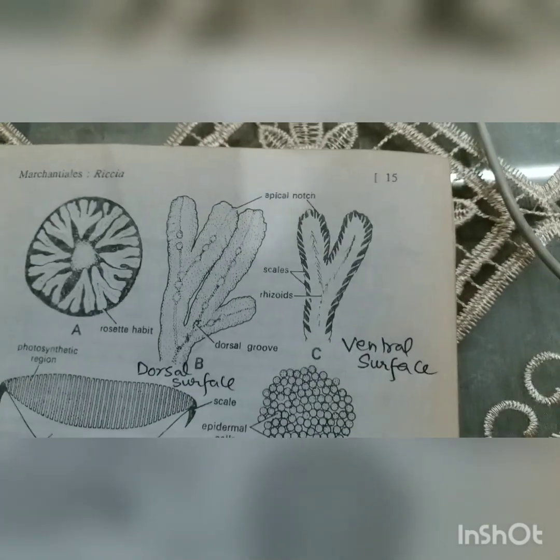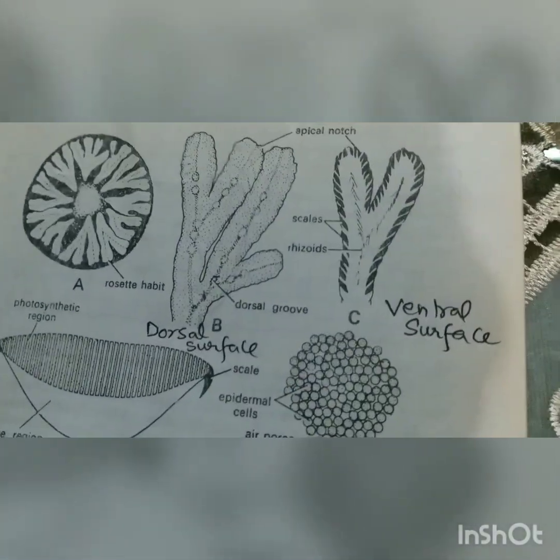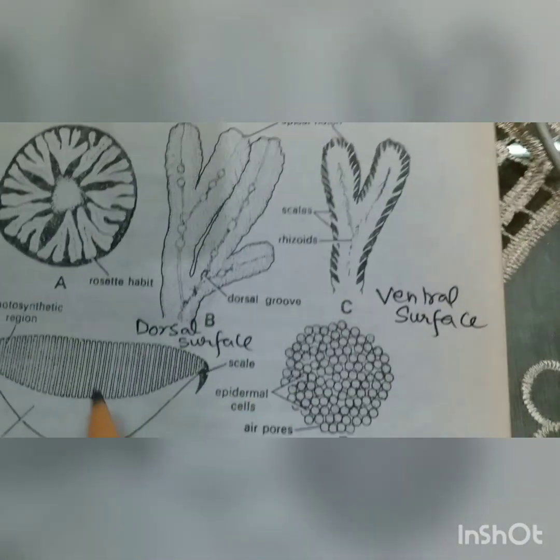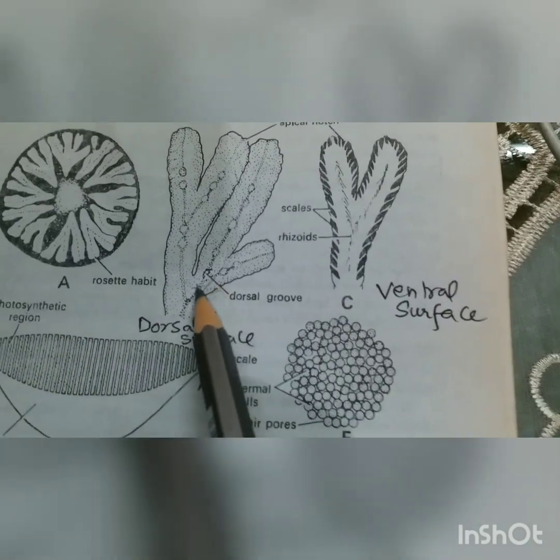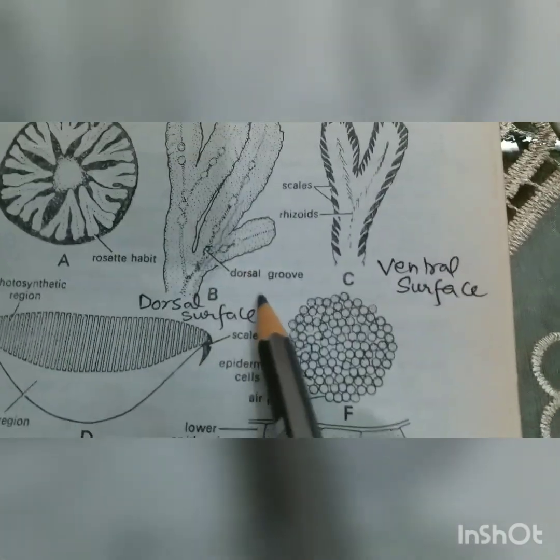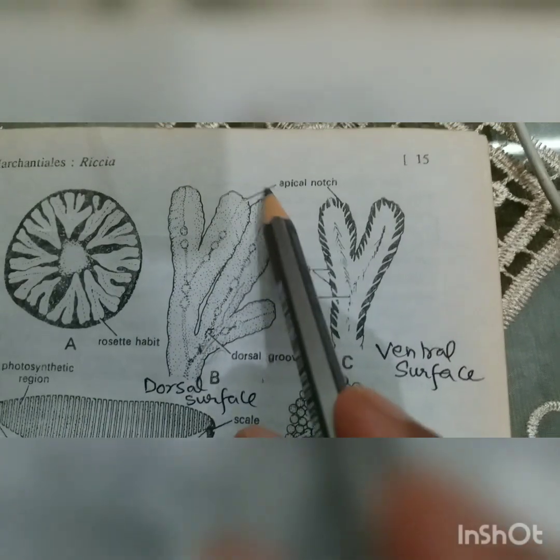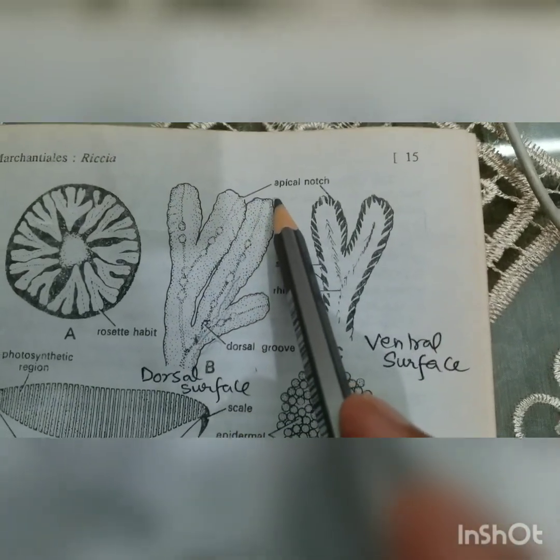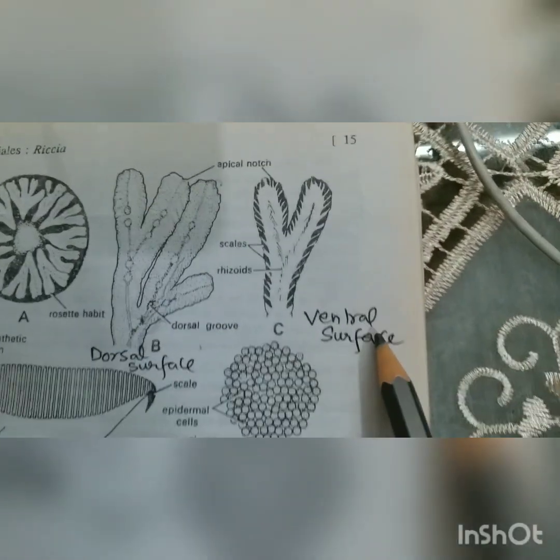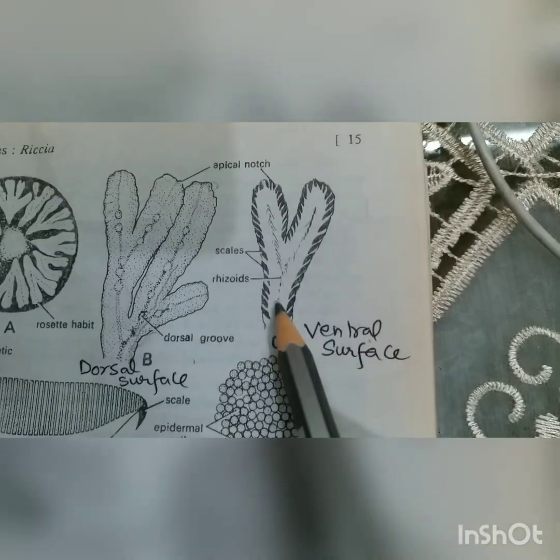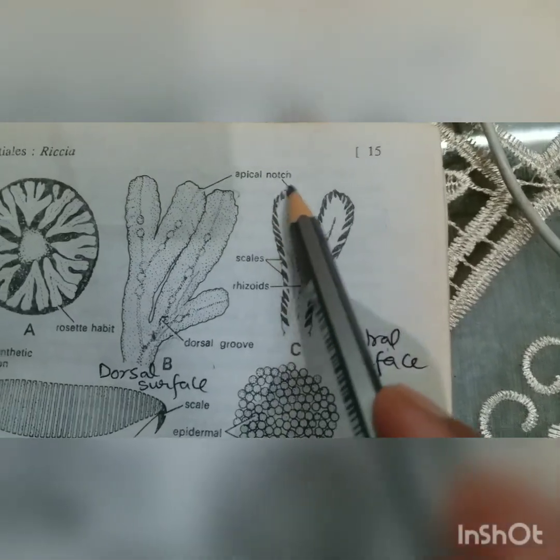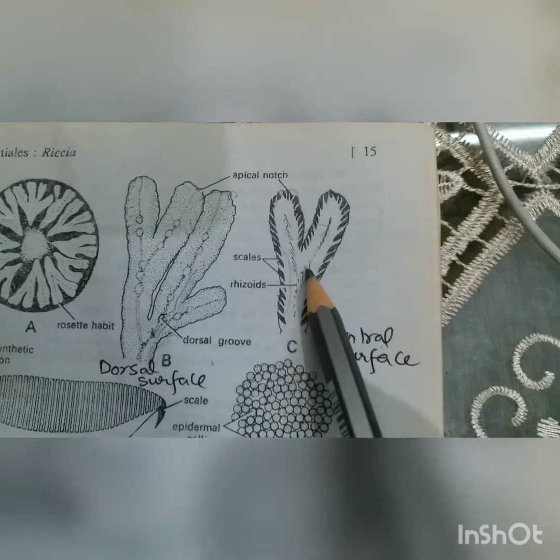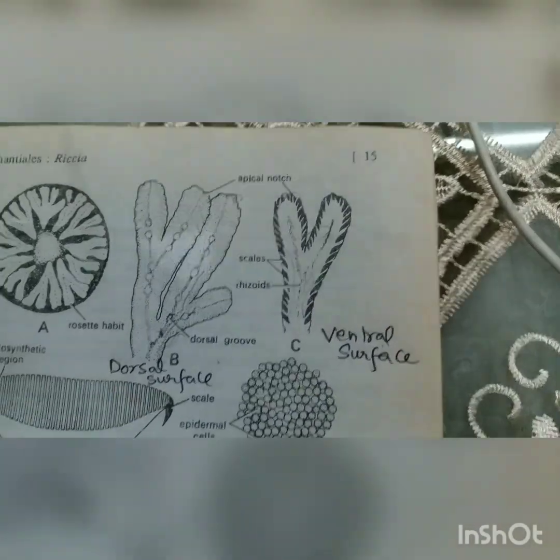So before going to the ventral surface, I just want to show you this dorsal surface, and it has a midrib. See. And this depression is called dorsal groove, and towards upside it has an apical notch. Now I am coming to the ventral surface. On ventral surface we will see on the margins, these are the scales, and then we have the rhizoids, right?